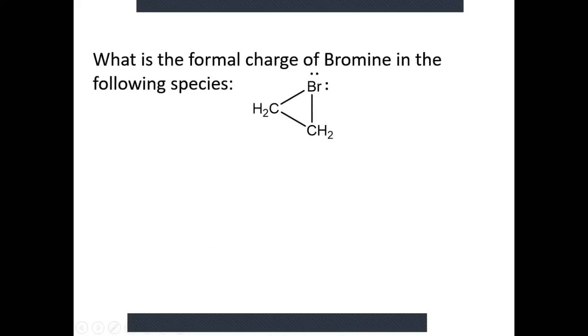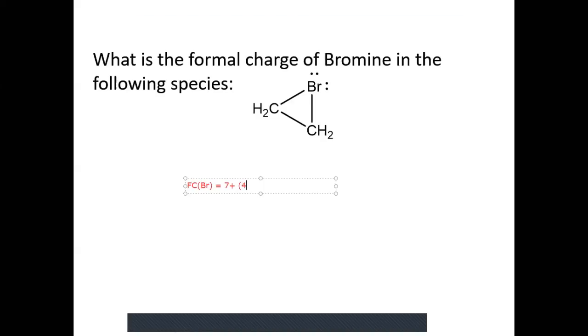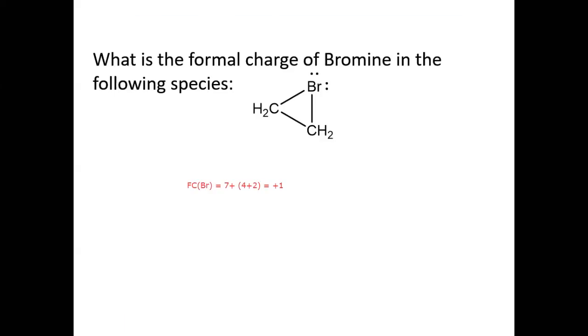Here we have a compound. We want to know what's the formal charge of bromine in the following species. Bromine has how many valence electrons? 7. How many lone electrons are attached to bromine? That's correct, 4, and 2 bonds, which is plus 1. So the formal charge on bromine is plus 1. That's how you calculate formal charge.